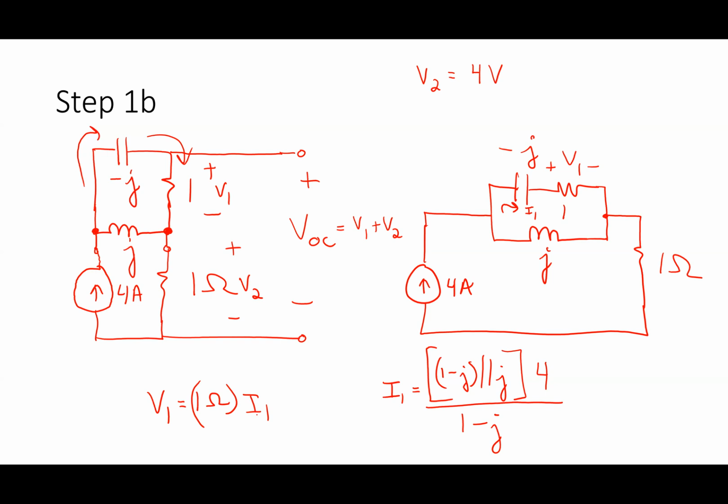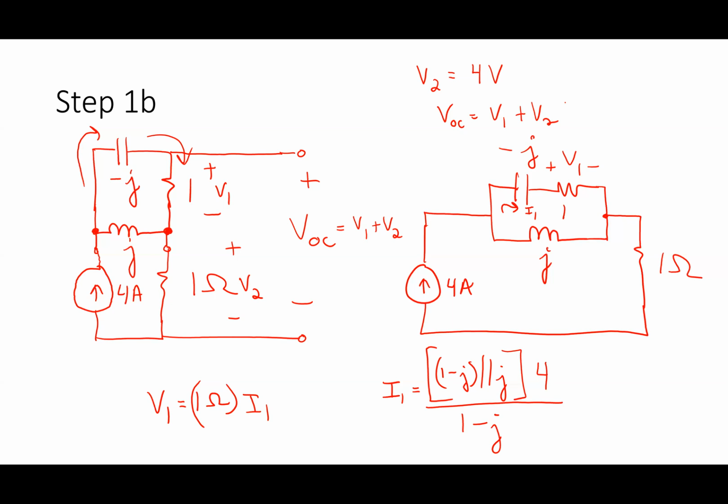Okay. What I would do at this point is say VOC has to be equal to V1 plus V2. That's going to be a number. I'm not going to simplify it any further. You might want to watch the video on this one to make sure you can follow everything I just did.